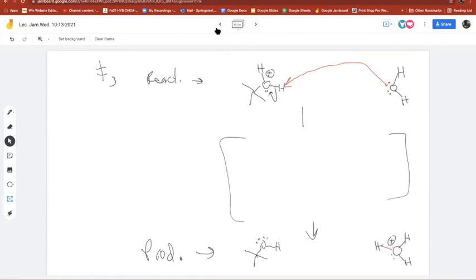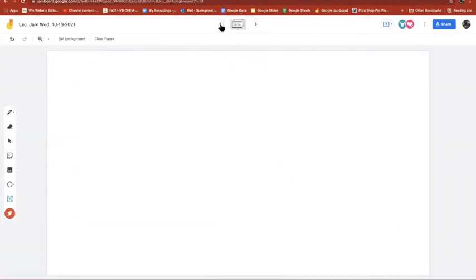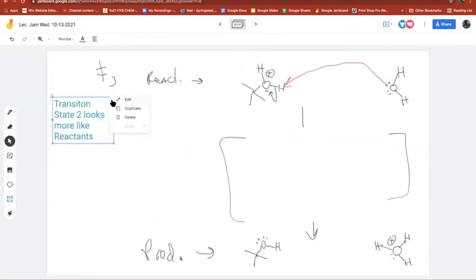So the transition state, what will it look like? More like reactants or more like products? Transition state 3, reactants or products? Reactants. Yep, reactants it is. Oh wait, this is supposed to be transition state 2, huh? Let's draw it. Transition state 3. This bond is just starting to break because it looks more like reactants. And then the other bond to the water is really long because it's only beginning to form.